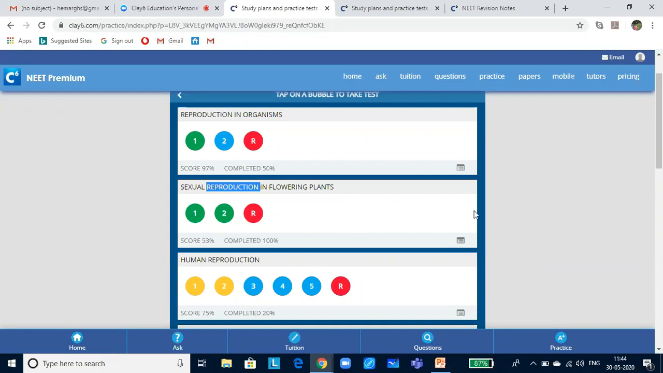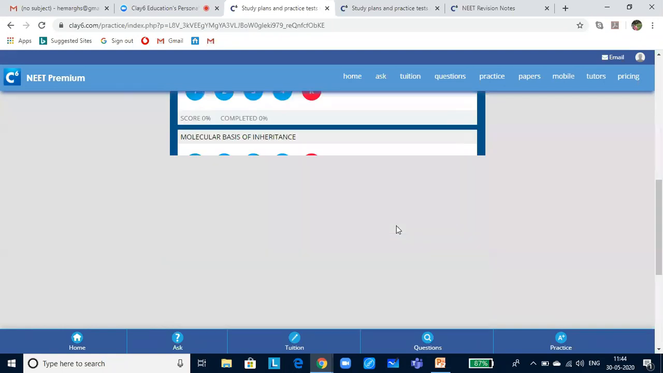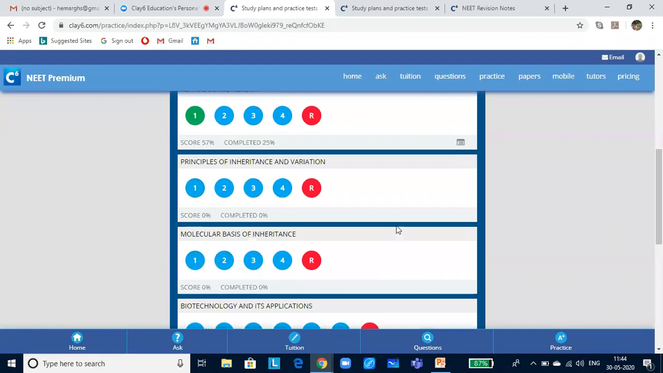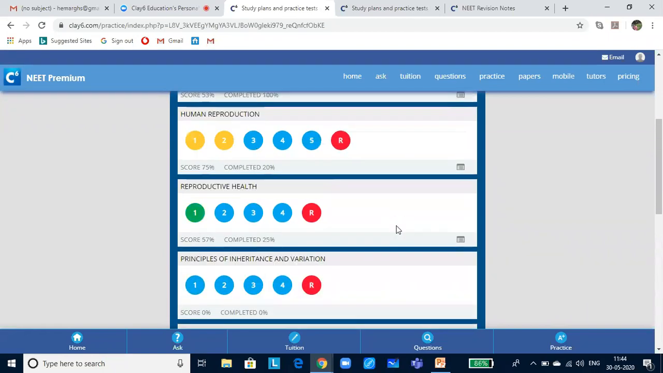Now if you look at the chapters here, each chapter has a different number of tests depending on the complexity of that examination. Once you have completed all the levels of tests, if you click on the red bubble, it is going to be a randomized test wherein questions of different difficulty levels will be posed to you, and the questions will be based on the tests you have already done.